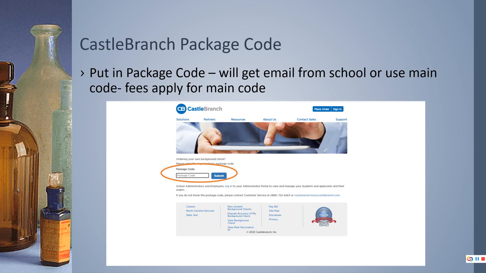You will put in a package code. You will get a package code from the school website if you are self-paying, or if you are in a course that is paying for Castlebranch, you will have a PIN code specifically from your school or from the group that is paying for your Castlebranch account. Put in that PIN or that code into this area and click Submit. If you have any questions about what code or how to do this, please reach out to the nursing assistant support team.